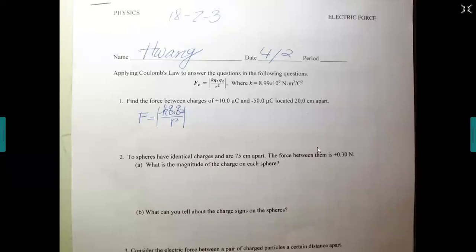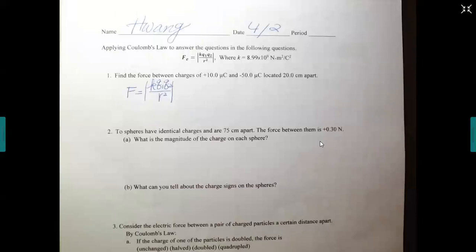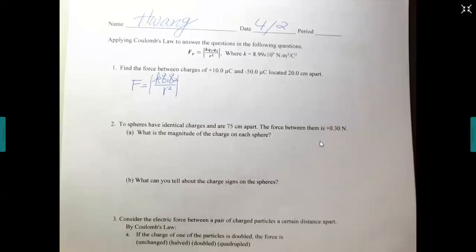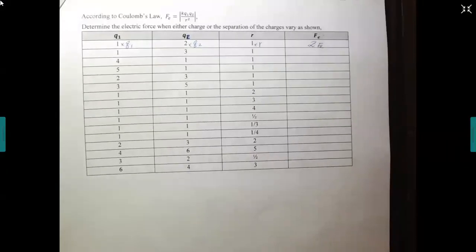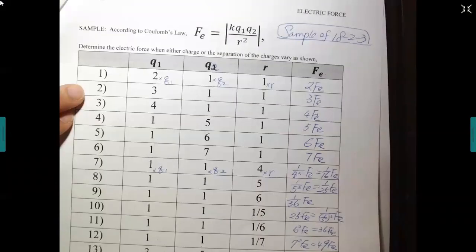Today, in this video, I'm going to show you how to do some of the problems in assignment 18-2-3. This assignment is shown here. The first page looks like this, and the second page looks like this. There's a table. I'm going to explain the table, how to do the questions on the table with some other questions. So I have these questions right here.